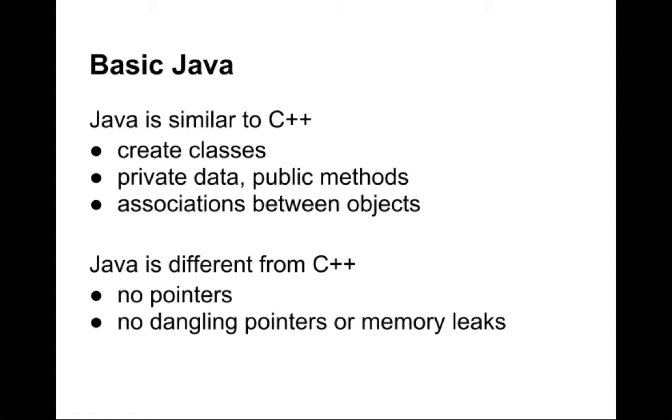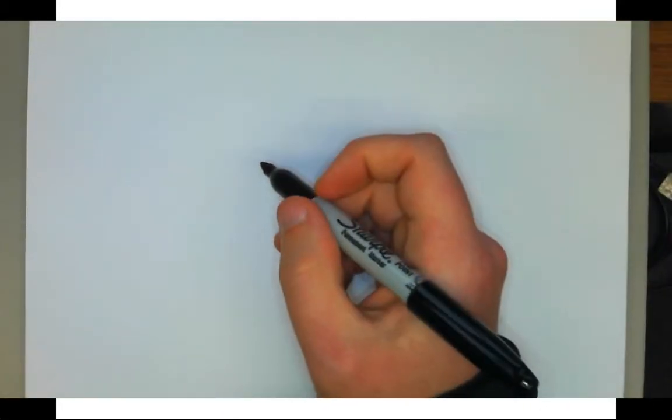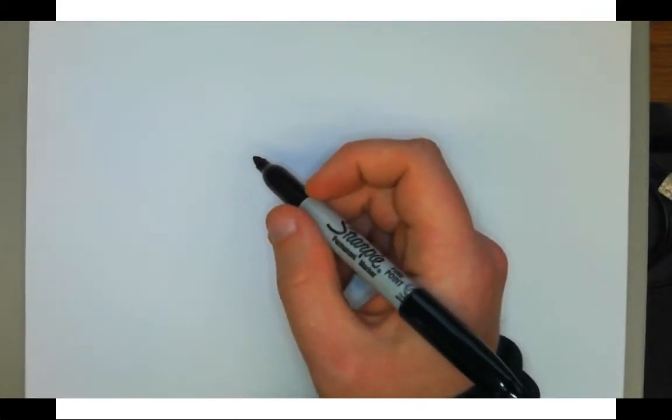Now, Java is different from C++ in a couple ways. The first is there are no pointers. Okay, so let's review kind of what a pointer is. A pointer is a variable that can hold the address of another variable.